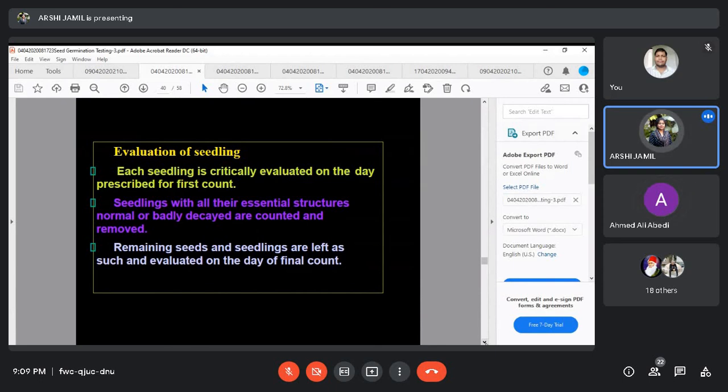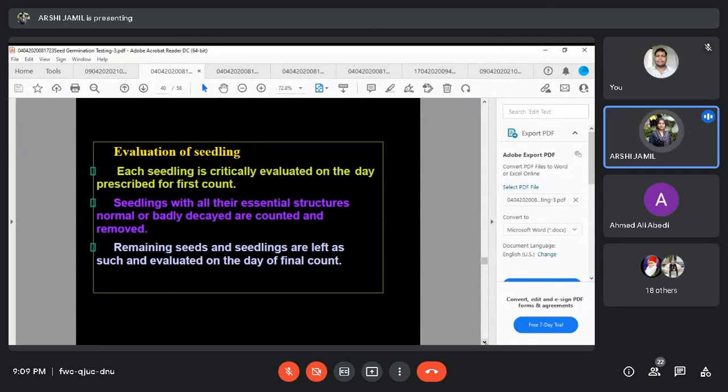तो क्या होता है जब हम इवैल्यूएशन करते हैं जर्मिनेशन का कि सीडलिंग्स डेवलप हो रही हैं नहीं हो रही हैं, तो जैसे जैसे सीडलिंग्स ग्रो होती हैं, चाहे वो नॉर्मल सीडलिंग्स हो या कभी कभी कुछ डिफॉर्मिटीज आ जाती हैं, डिके होने लगती हैं, वी रिमूव दोज सीड्स and the seeds that haven't showed any germination they are left as it is.